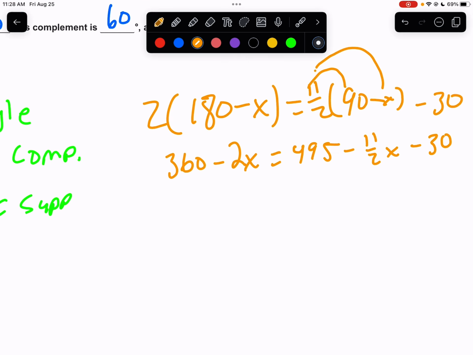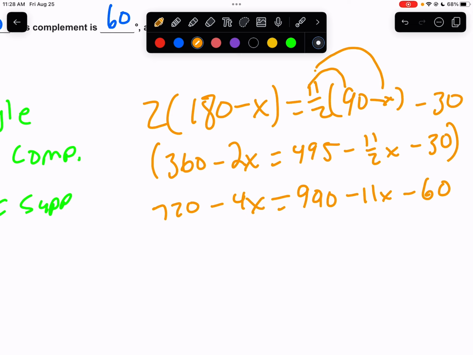Fractions can be difficult to deal with for some people. It might be easiest to go ahead and get rid of the fraction. So I'm going to do that. In order to get rid of the fractions, I need to multiply everything by 2. There is a 2 in the denominator. So if I multiply everything by 2, I get 720 minus 4x equals 990 minus 11x minus 60. Now I don't have any fractions.